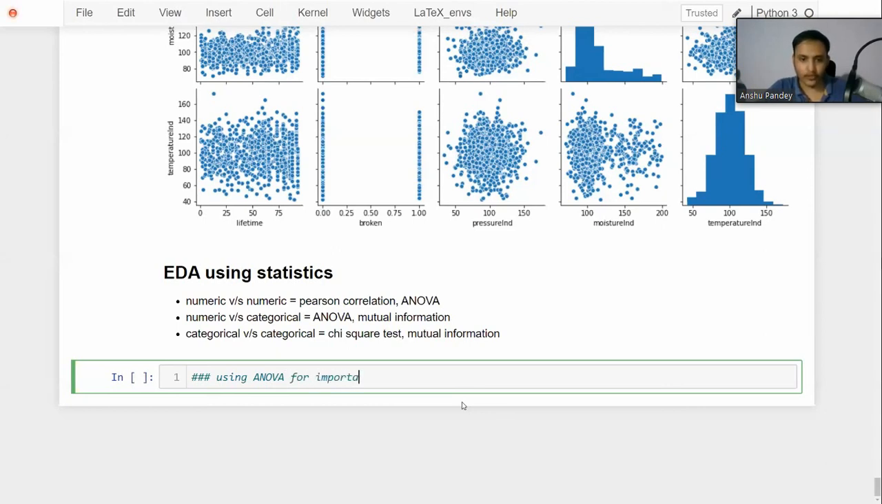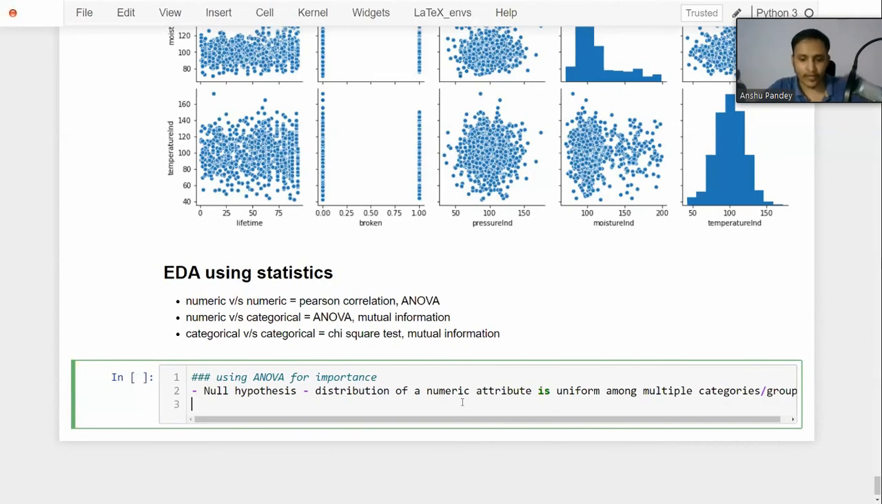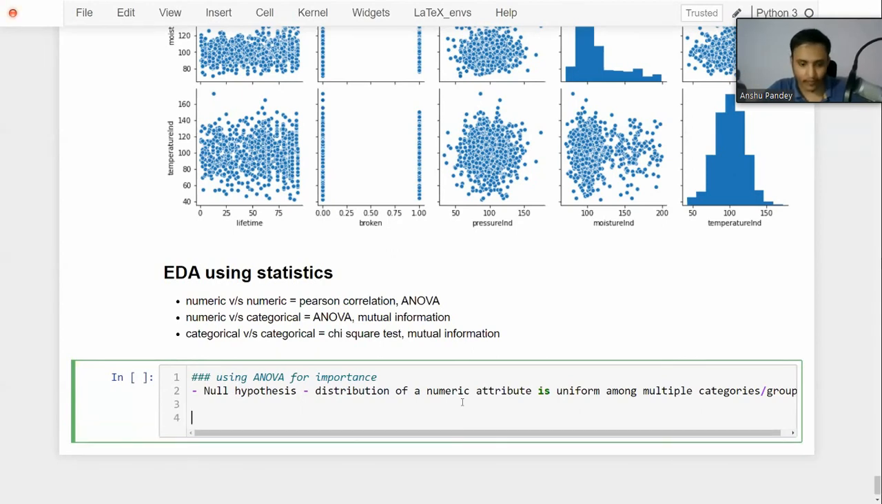So ANOVA simply uses a null hypothesis, a simple null hypothesis, that the distribution of a numeric attribute is uniform among multiple categories or groups, right? And the alternate hypothesis is just that it is not uniform.